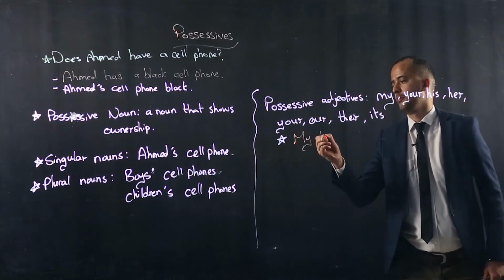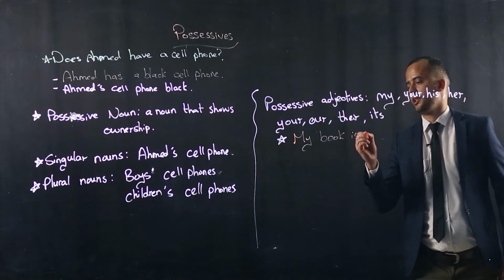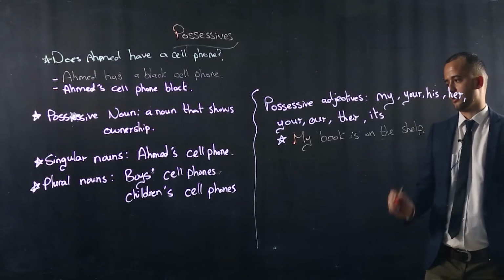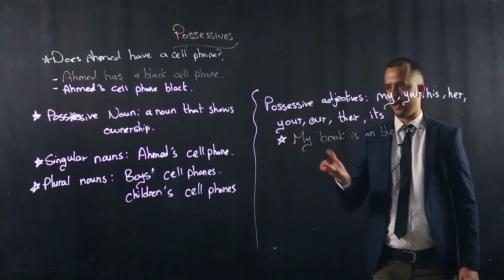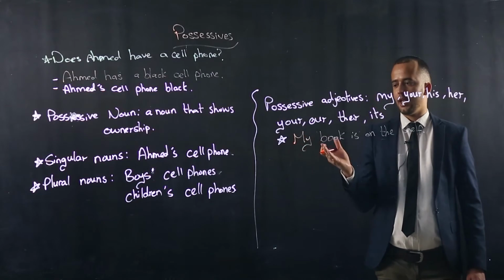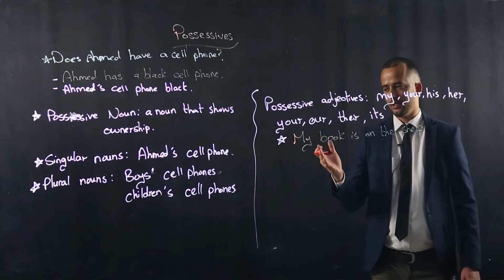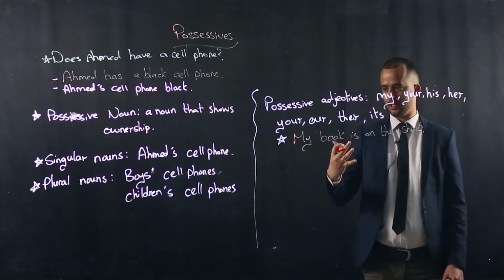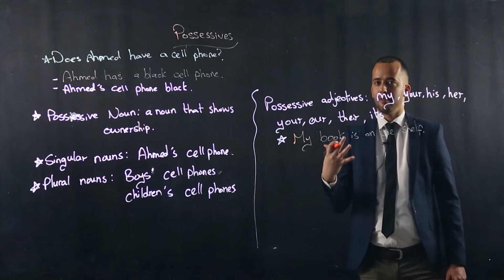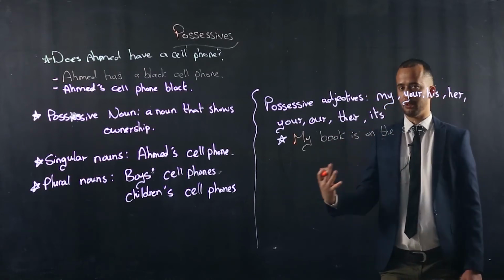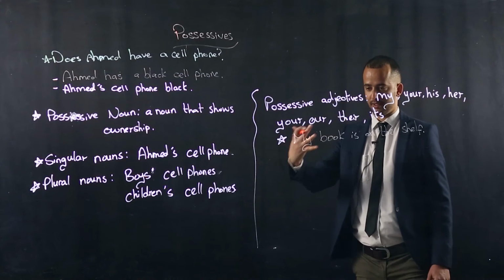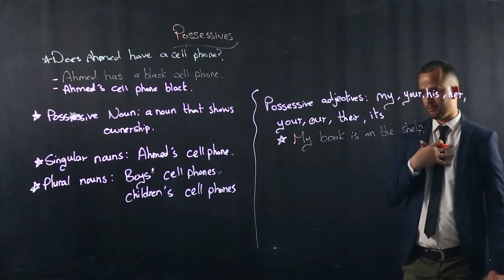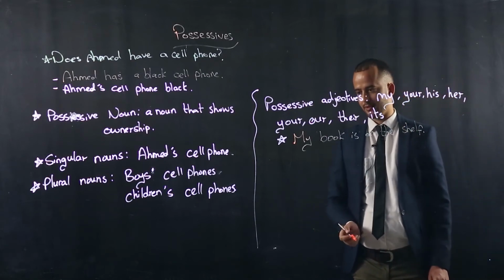Okay, so for example, you can say, my book is on the shelf. In my sentence here I have a possessive adjective, which is my, and I have a noun, which is book. So we use possessive adjectives to show ownership. Here I'm saying that the book is mine, it belongs to me, I possess the book, and it's on the shelf. My book, the book that belongs to me, it does not belong to anyone else, okay?